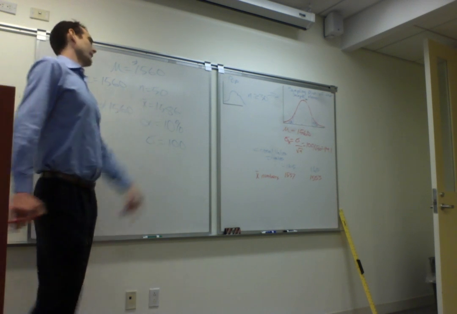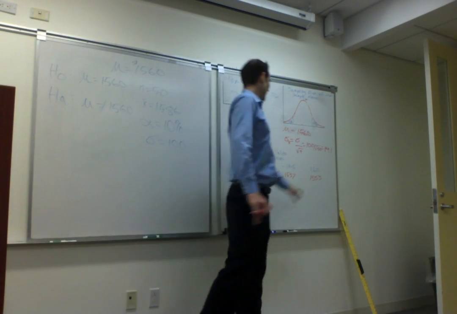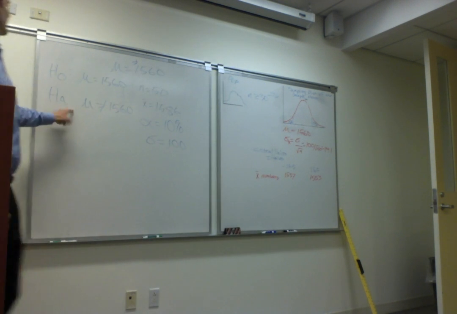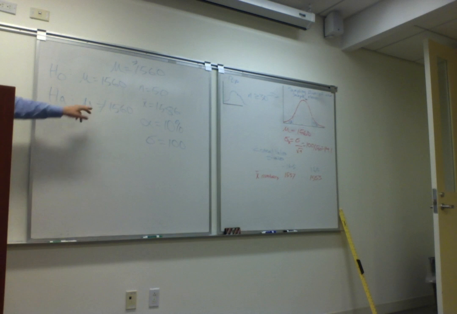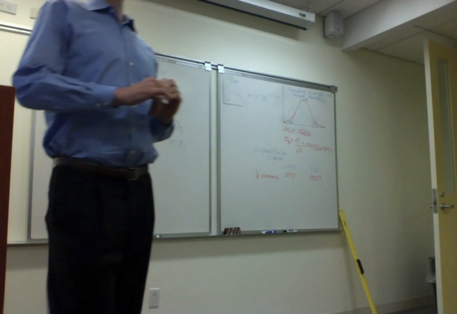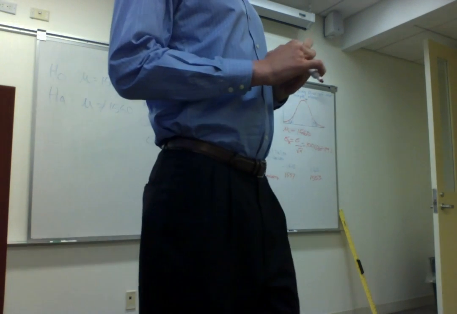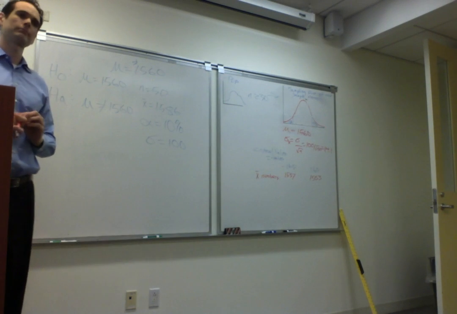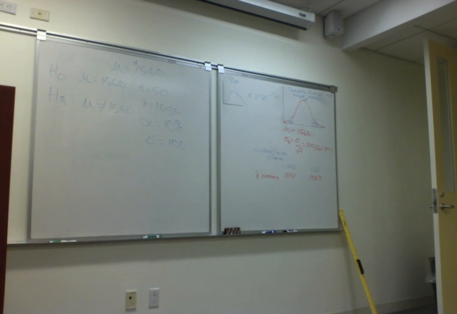We reject the null hypothesis, and we assume that the alternative hypothesis is true, and we say, Mr. Realtor, we believe that the average is not 1560, and we have statistical evidence to back up our theory that you are wrong. Make sense?